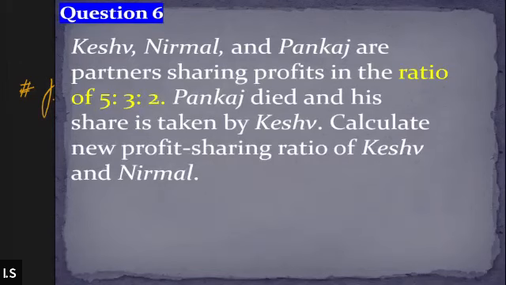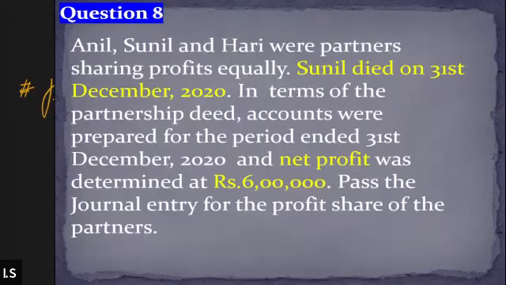All right, now moving on to the next question. Let's start with question number 8. Anil, Sunil, and Hari were partners sharing profit equally. Sunil died on 31st December 2020 in terms of the partnership deed. Accounts were prepared for the period ended 31st December, and net profit was determined at rupees 6 lakh. Pass the journal entry for the period for the profit share of the partners.